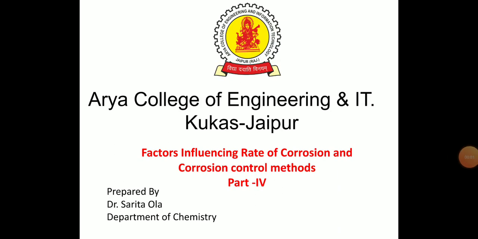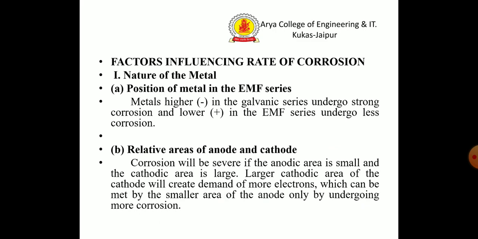Hello students. Today we are going to discuss the topic factors influencing the rate of corrosion and corrosion control methods. First, factors influencing the rate of corrosion. In this, the first factor is the nature of the metal.